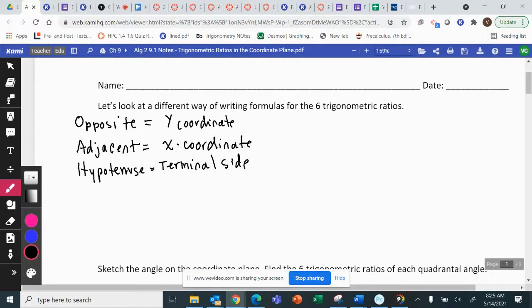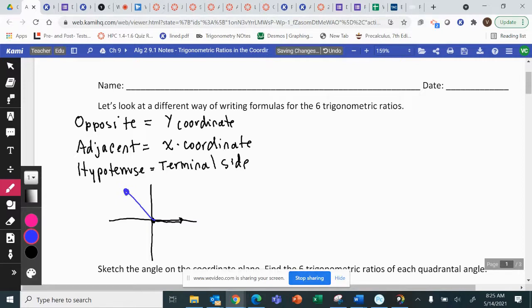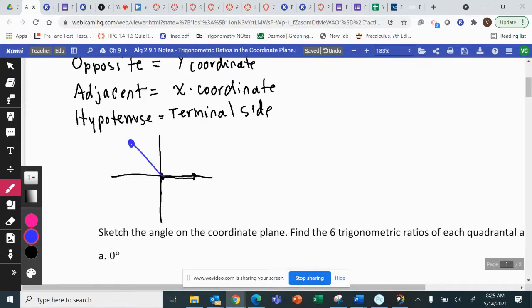Of writing these 6 trigonometric ratios. So we've got the coordinate plane, and then we've got this initial side, and then we rotate somewhere, and we end up with a terminal side. Now what's happening is we could rotate anywhere at all. And if I kept rotating over and over again, this is going to make any point along here.